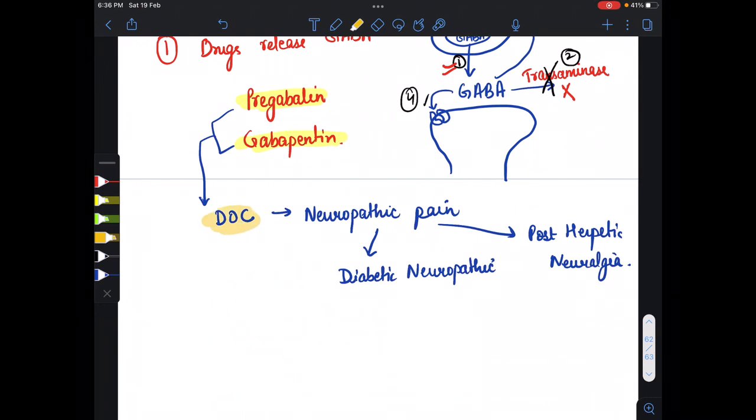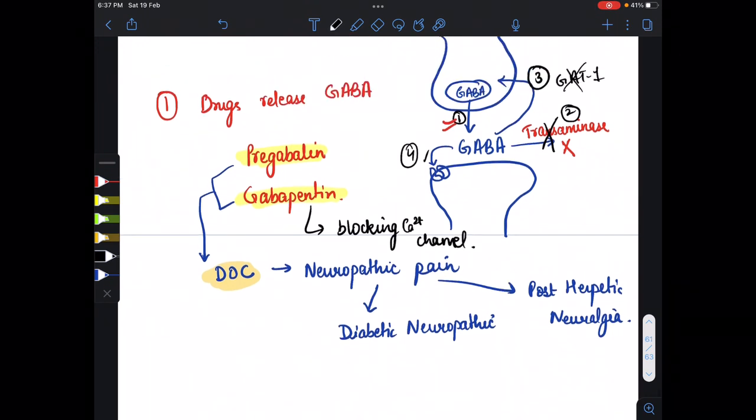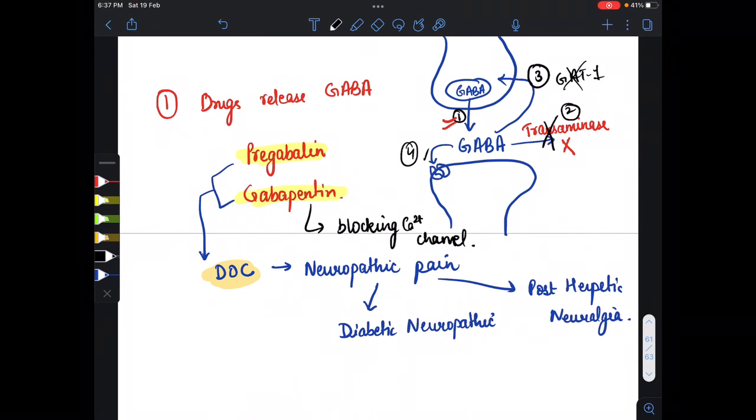How do pregabalin and gabapentin act? These drugs basically act by blocking the calcium channel. When the calcium channel is blocked, there is no release of presynaptic vesicles, so there is no release of GABA. So this is the first category, in which we have to increase the release of GABA from the presynaptic vesicles.